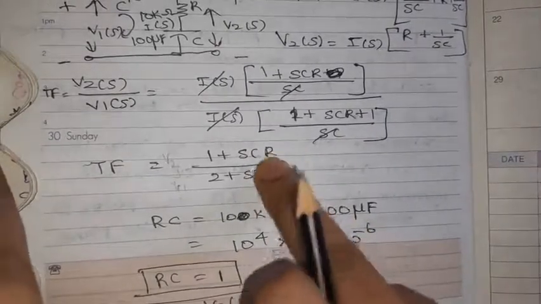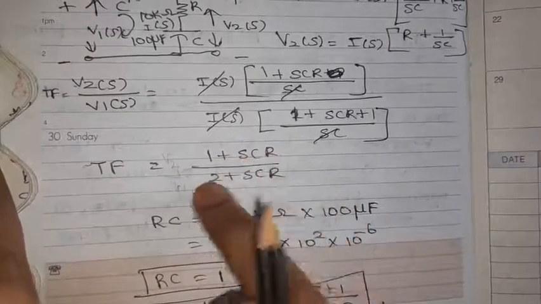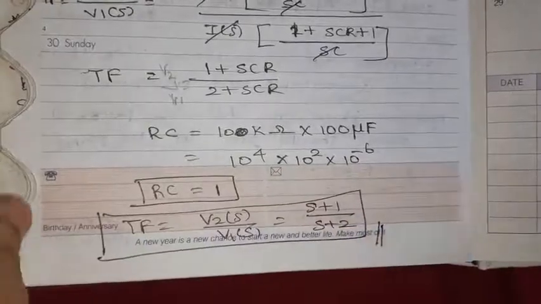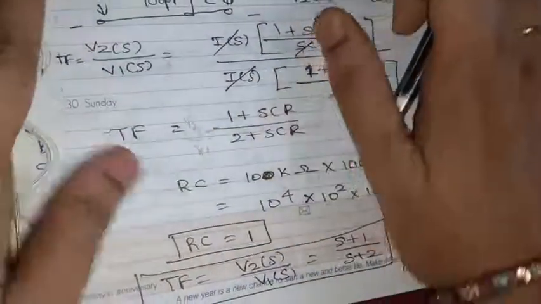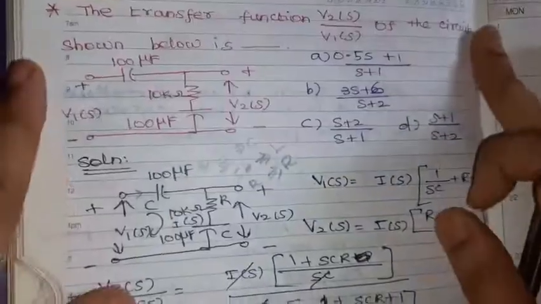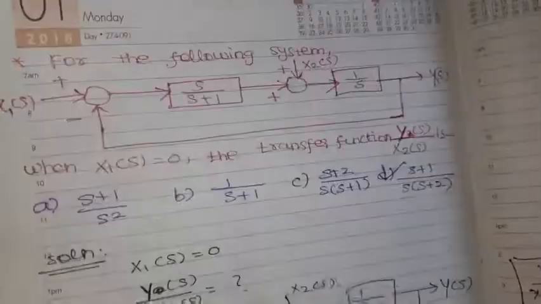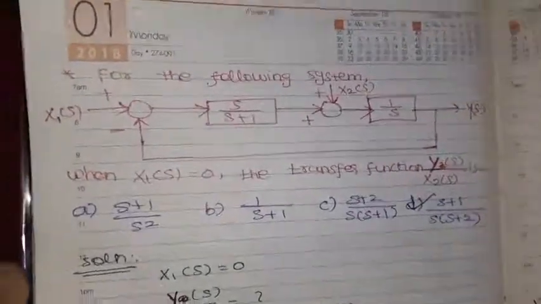Just substitute RC value as 1. So, 1 plus S divided by 2 plus S, or we can write it as S plus 1 by S plus 2. So, option D, S plus 1 by S plus 2. Okay, we'll move on to the next problem.